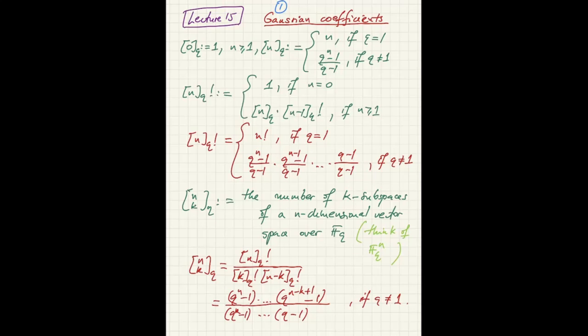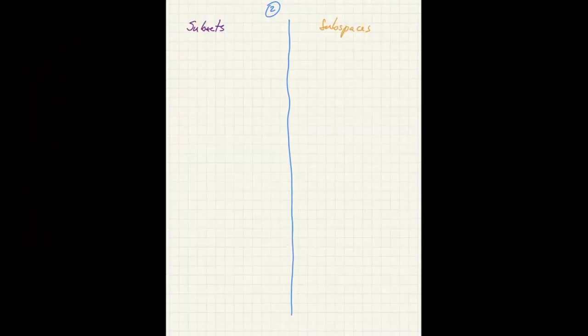Now we are going to describe some more results involving this Gaussian coefficient, and I will try to keep the same parallel as in the previous results between the results that we have for sets and the results that we have for subspaces. So for subsets and for subspaces.